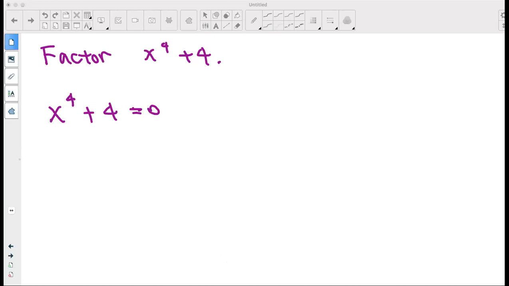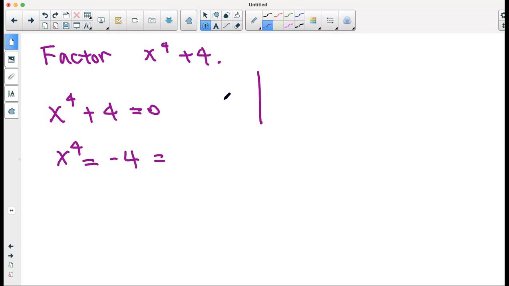Alrighty, guys. So, among many ways, I'm going to be using complex numbers. How are we going to do that? First, I realize that x to the fourth power is equal to what? That's equal to negative 4. Is that clear, guys? But what's negative 4? If you remember, negative 4 is right over here. Can you see that, guys?